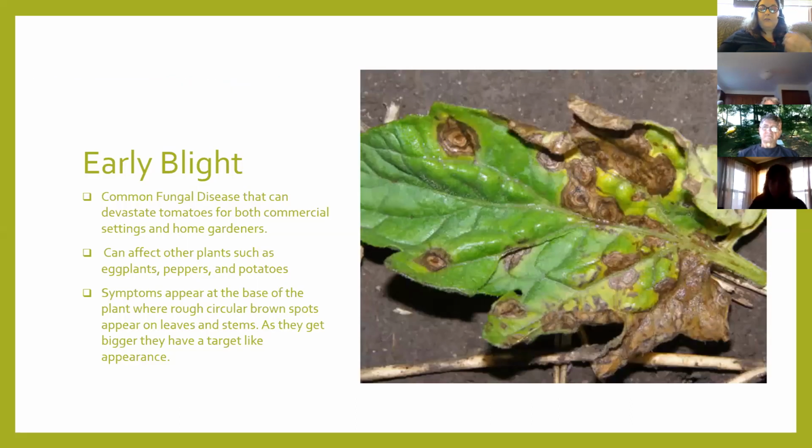All right, then we have early blight. This one's pretty common. It's one of two pretty common blights. So you have early blight and late blight. I decided to talk about early blight.